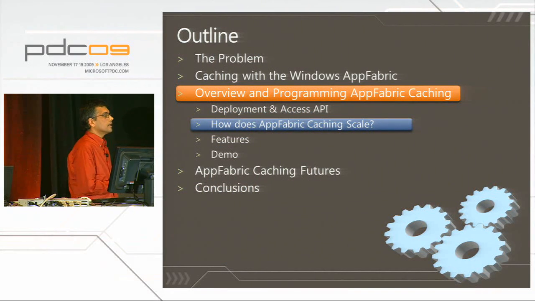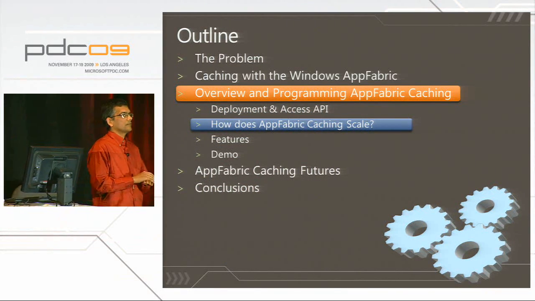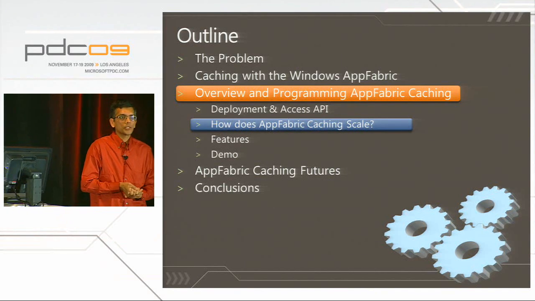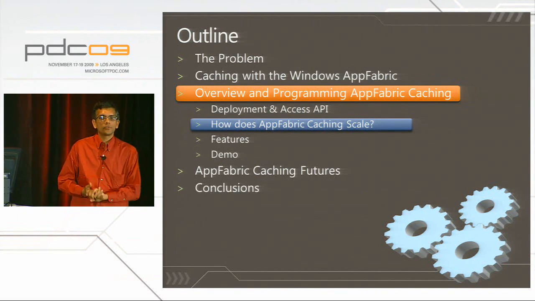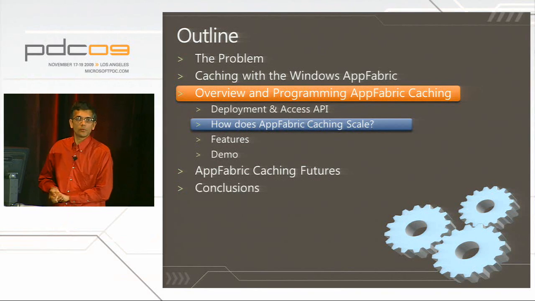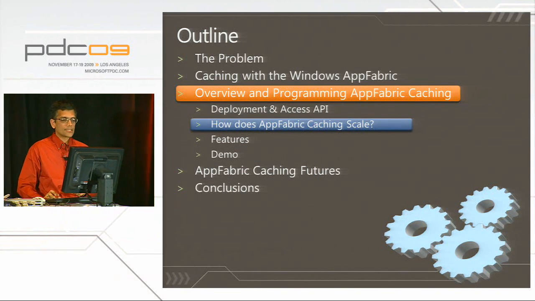OK, so we saw some of the APIs of the cache, and that's pretty much all you need to know to use the cache. Now let's get into the internal details of how it actually works and why it works the way it works. So the first thing is, how does it scale?